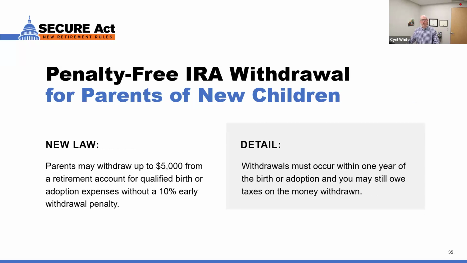They've also instituted a penalty-free withdrawal for parents of new children, either natural or adopted, of up to $5,000 of the expense of the child for a qualified birth without the 10% early withdrawal penalty. So this is good for younger people who are having children and want to use some of their retirement funds to help offset the expenses of those children. Withdrawals must occur within 1 year of the birth or adoption, and you may still owe taxes on the money withdrawn. So check with your tax advisor.